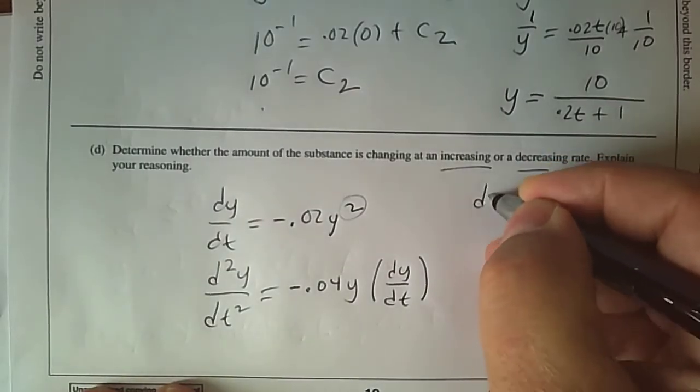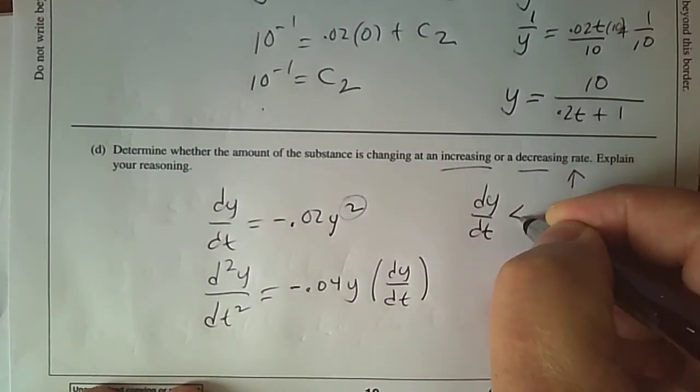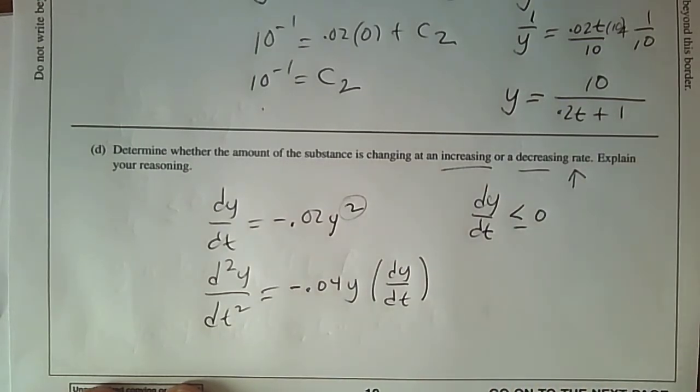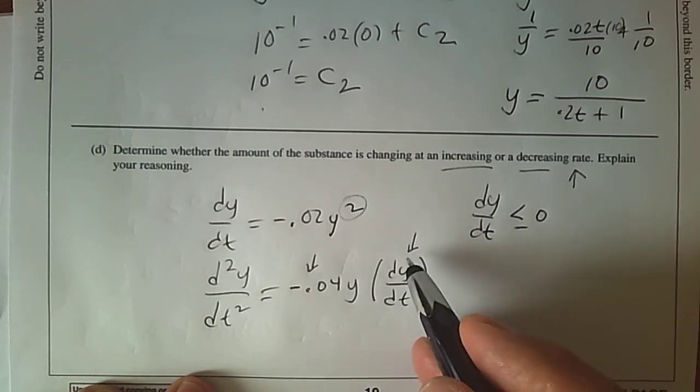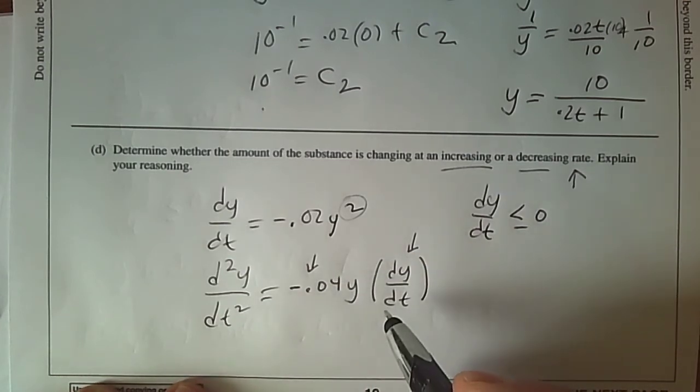Now we need to have an understanding of what's happening. I know that dy by dt is always less than or equal to 0. So this is a negative answer. This is also a negative answer. So when it says determine whether the amount of substance is changing at an increasing or decreasing level, I can tell you that a negative times a negative is positive.